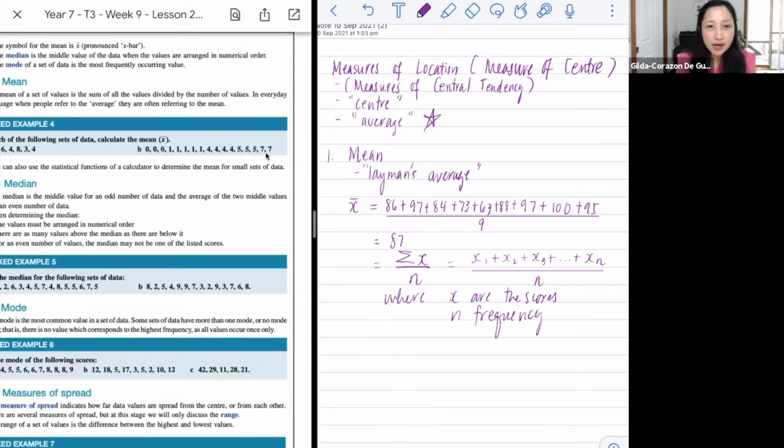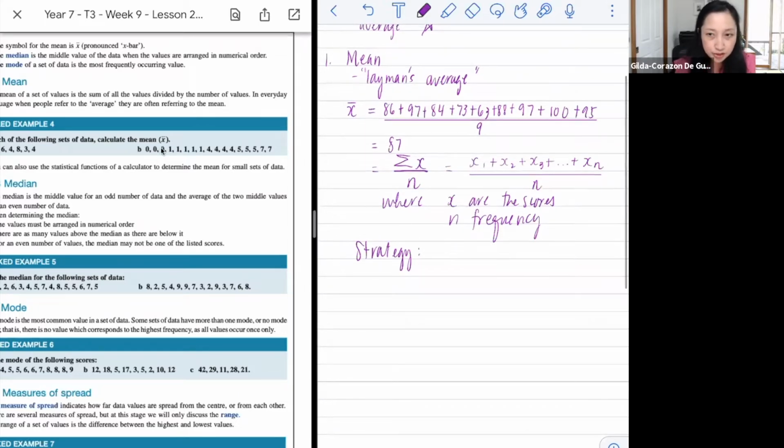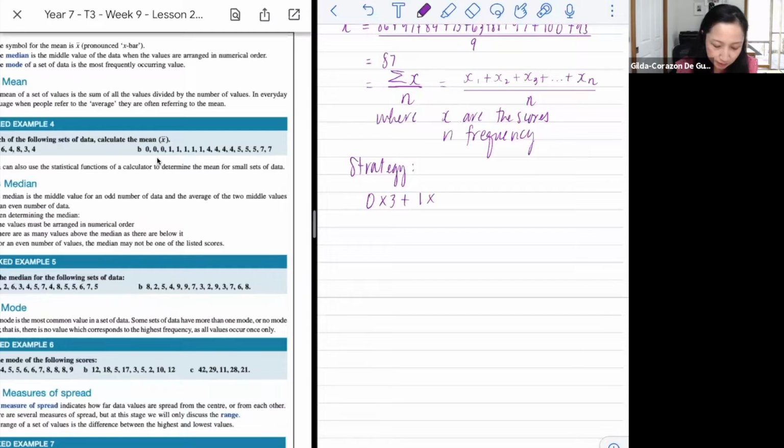Now, is there any way you'd be able to shorten this when you put them onto the calculator? Does anyone have a strategy for this? Do you want to put 0 plus 0 plus 0 plus 1 plus 1 plus 1 plus 1 plus 4 plus 4? Or would that take too long? Multiplication is just a repeated addition, and therefore you can say that's 0 times 3 plus 1 times, how many ones are there? You've got 1, 2, 3, 4, 5, right? And it saves you a lot of time.